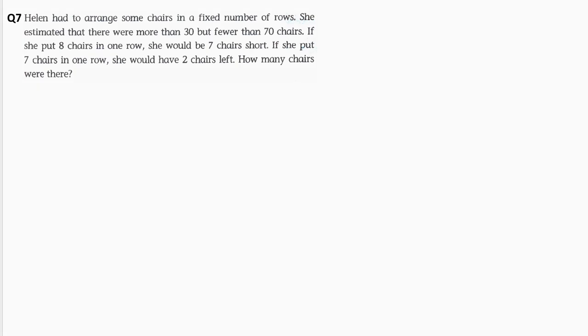Okay, here's an interesting problem. Helen had to arrange some chairs in a fixed number of rows. She estimated that there were more than 30 but fewer than 70 chairs. If she put 8 chairs in one row, she would be 7 chairs short. If she put 7 chairs in one row, she would have 2 chairs left. And we're asked how many chairs were there.